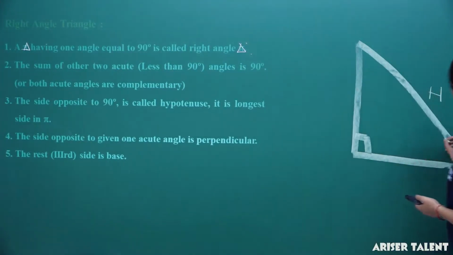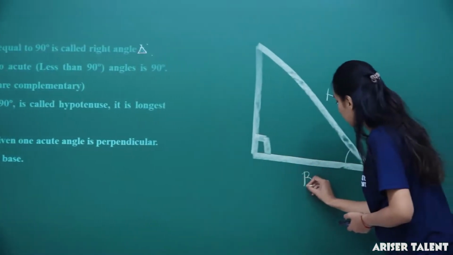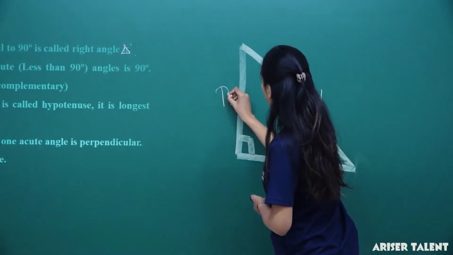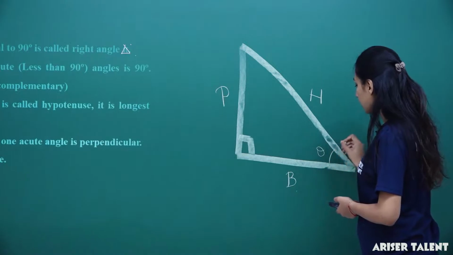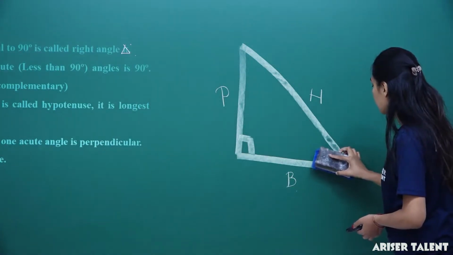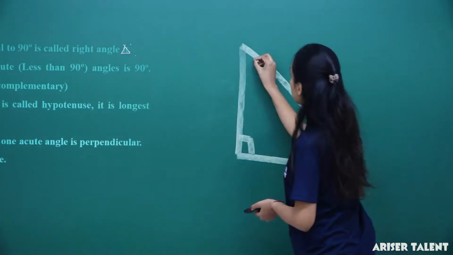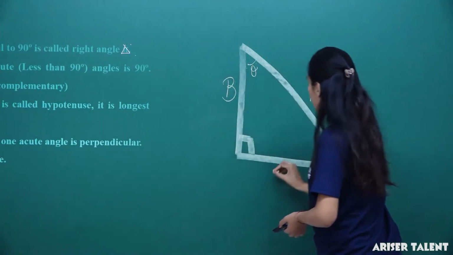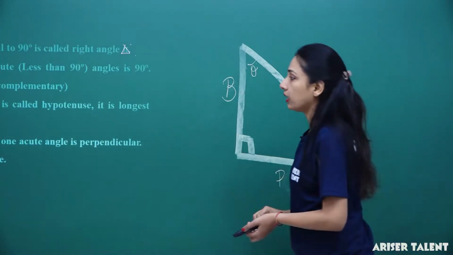If I consider this angle, if this is theta, then this is our base and this will be our perpendicular. The base is the one on which theta resides. If I change theta, and let us suppose our theta is this, then for this theta the base will be this and the other remaining side will be the perpendicular. Is that clear?